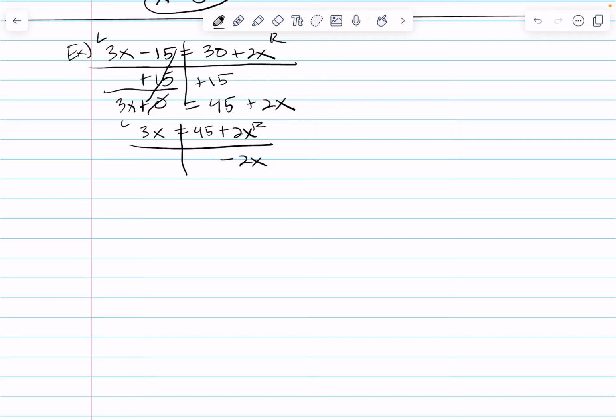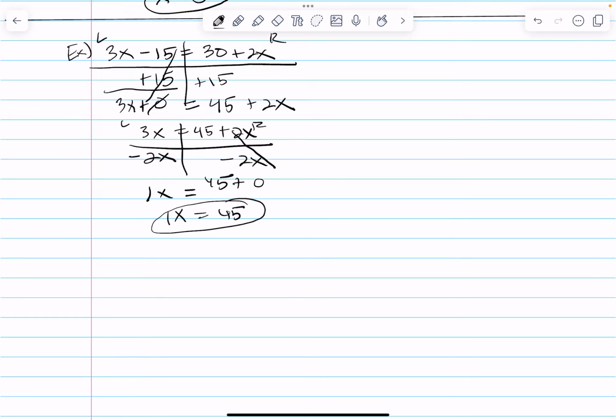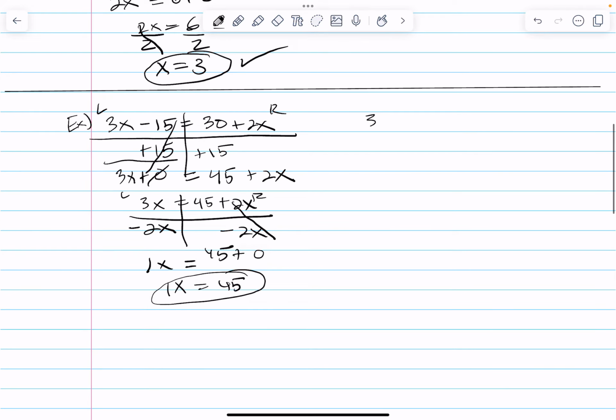2x minus 2x is just 0, plus the 45 we have here. Whatever you do on one side, you do to the other. So 3x minus 2x is just 1x, and x is equal to 45. We don't have to divide anything here because it's already 1. So the answer is 45, and we can just check it real quick.